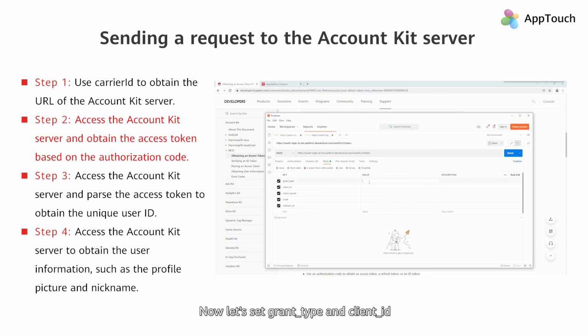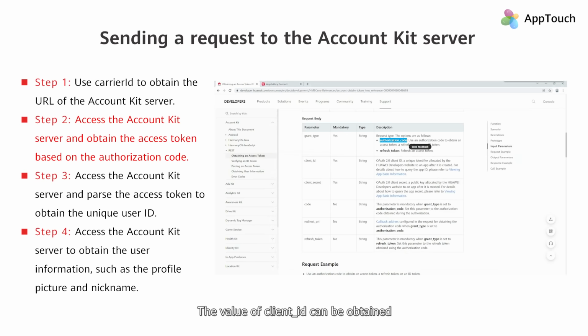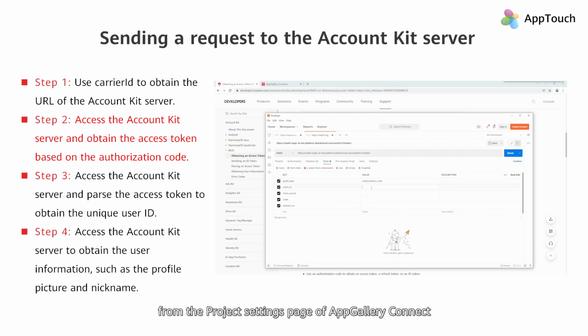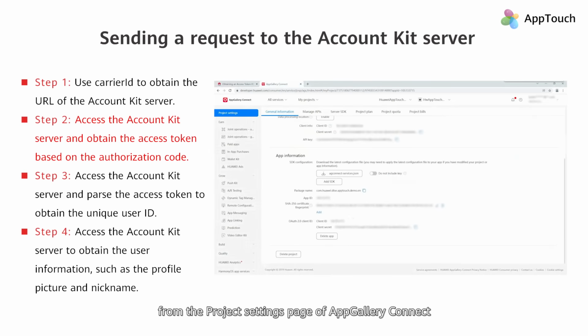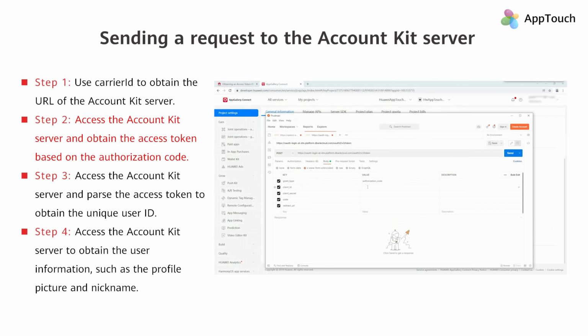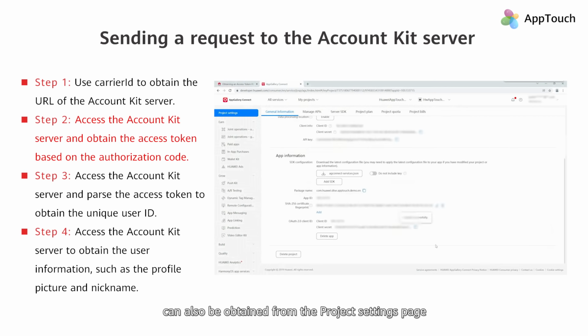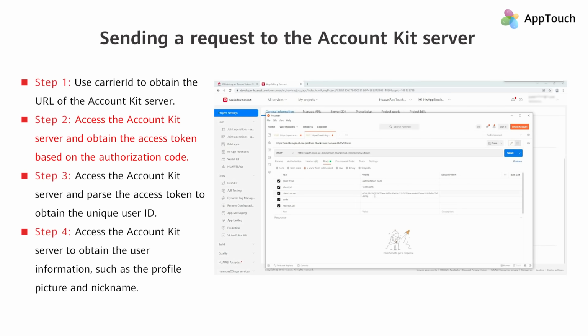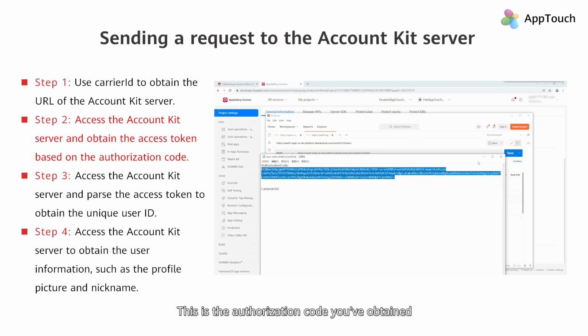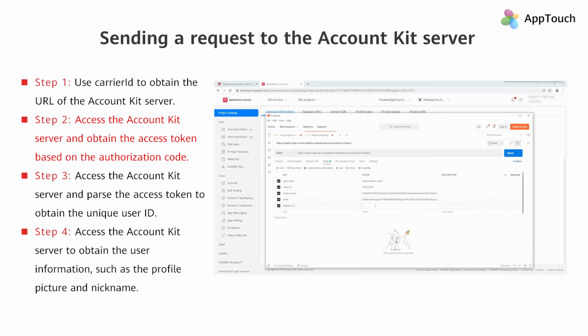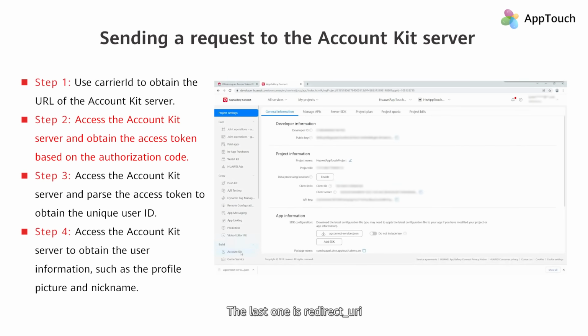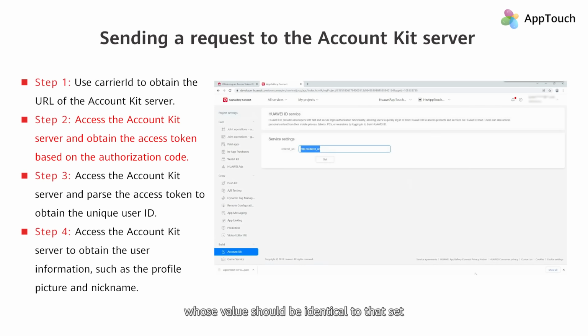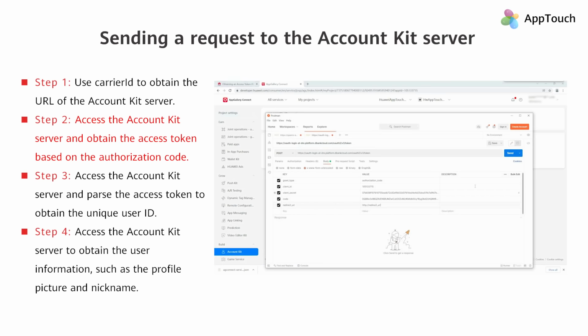Now let's set grant and client ID. The value of client ID can be obtained from the project settings page of AppGallery Connect. Then set client secret, whose value can also be obtained from the project settings page of AppGallery Connect. The next one is code. This is the authorization code you've obtained. The last one is redirect URI, whose value should be identical to that set in AppGallery Connect.